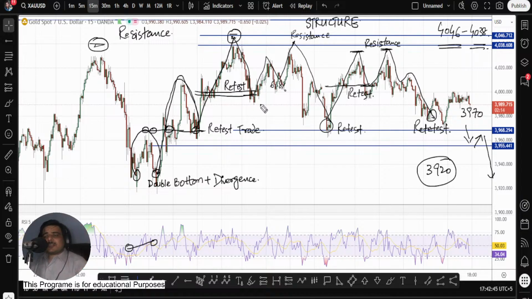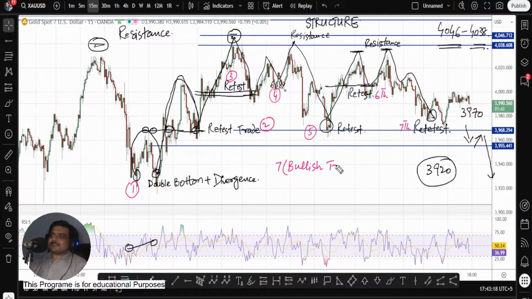Now tell me, is there any rocket science? Just count, okay? Count. Number 1 trade, second trade, third trade, fourth trade, fifth trade, sixth trade, seventh trade. 7 bullish trades. So anyone who saw my weekly forecast and remained bullish got 7 setups. And if I count the number of pips for these whole 7 trades, it will be more than 3000.